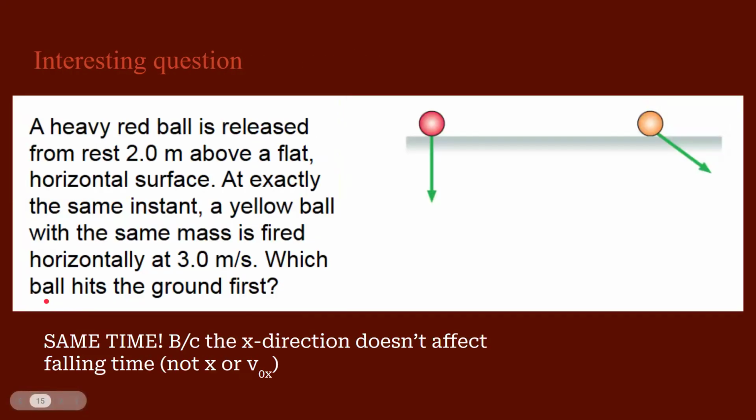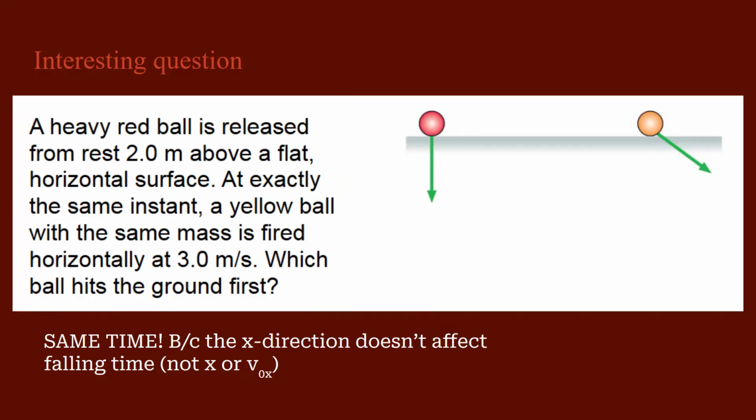So here is an interesting question. If you have two balls that are the same mass, the red one is dropped, the orange one is fired horizontally. Which one is going to hit the ground first? So the answer, it already shows it for some reason.